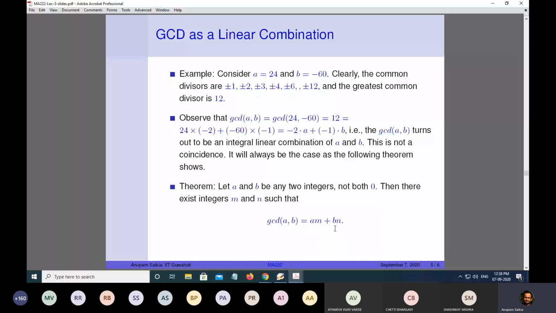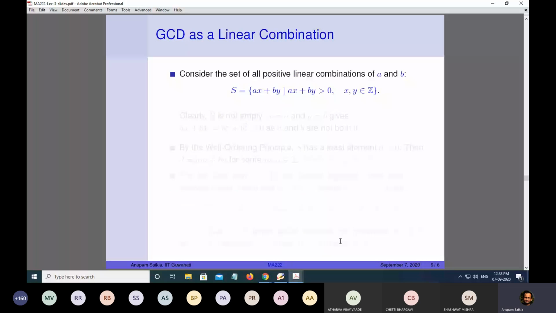So what we have to do is again apply the well ordering principle to a suitable set. What will be the suitable set in this case? It will be the set S consisting of all positive linear combinations of A and B. In other words, my set S is ax plus by, where ax plus by should be positive, and x, y run over integers.